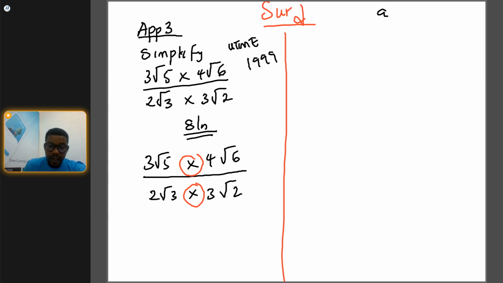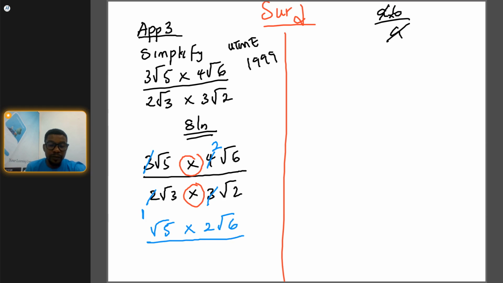Okay, it's just like we are having AB over A. What we have in between A and B is multiplication, so A can cancel A. Okay, so for this, we can say that 3 here, we cancel this 3. Okay, 3 we cancel 3. 2 here, 1, and 2 here, 2. So we are left with root of 5 times 2 root 6 over root of 3 times root of 2. I believe that's clear to us.